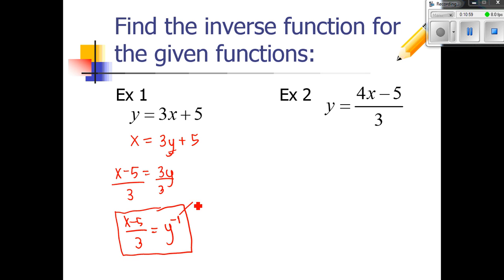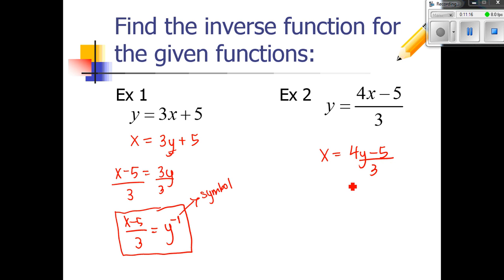And we use this symbol. Remember, that's our symbol to tell us that we have found the inverse. Okay, so let's go ahead and do example number 2. Exchange the x's and y's.